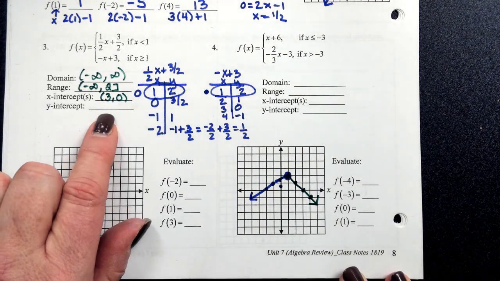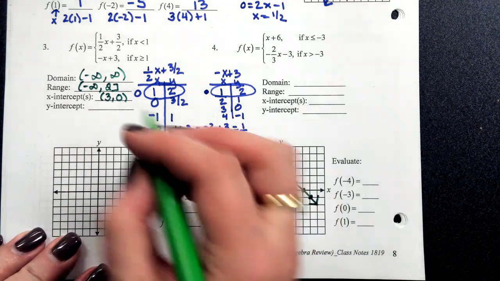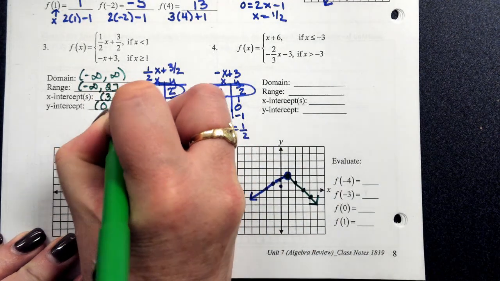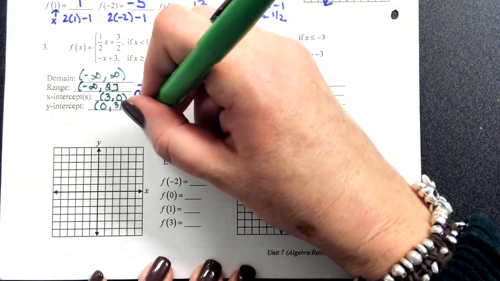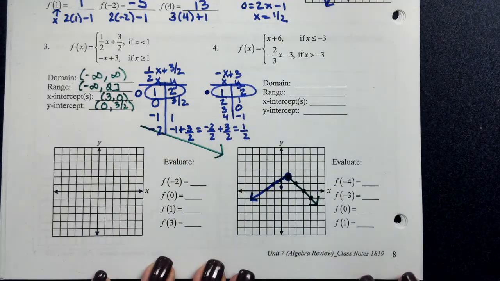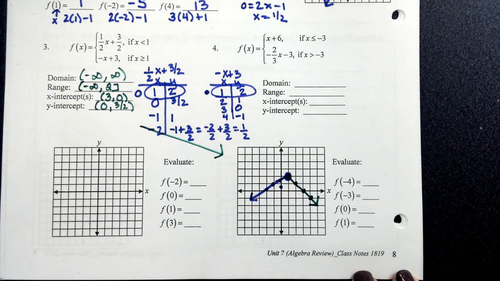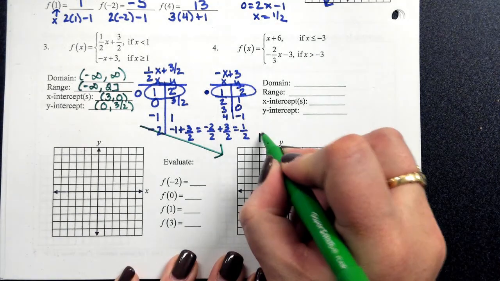And then the y-intercept is going to be when x is equal to 0, so that's going to be at 0, 3/2. And I realize I accidentally did the graph on the graph for number 4. Sorry about that. So that goes with that. This is the graph for number 3. Sorry about that.